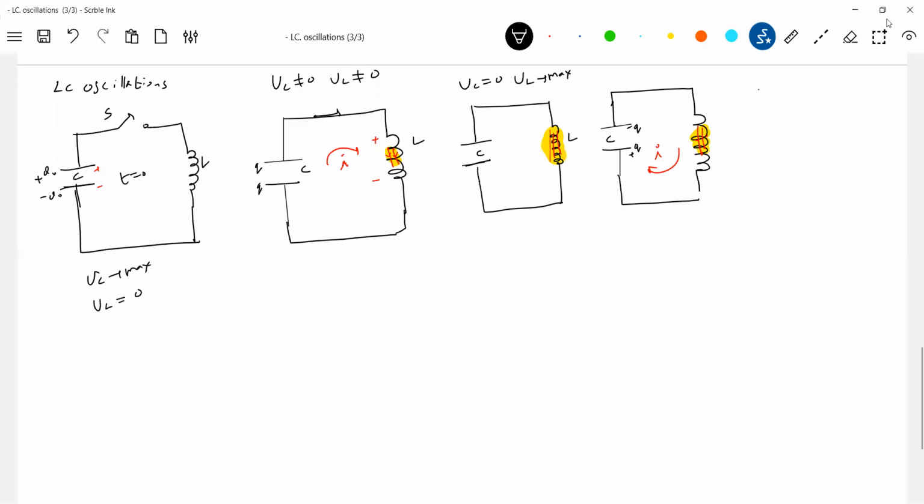So now finally, the next sequence is the whole flux in the inductor will decrease and finally become 0. Then the charge on the capacitor will be plus Q and this will be minus Q. Let's trace out the energy. So here UL non-zero, UC non-zero. Now UC will be maximum, UL will be 0.